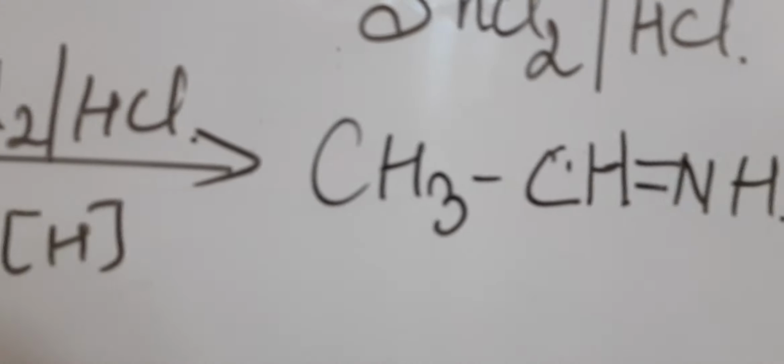Alright, so there is a mistake here actually. You should not put triple bond here. Two hydrogen atoms you are adding, or else H2 you are adding. Put one hydrogen for this carbon and one hydrogen for this nitrogen, so that you will have only a double bond here. So this is called as imine.